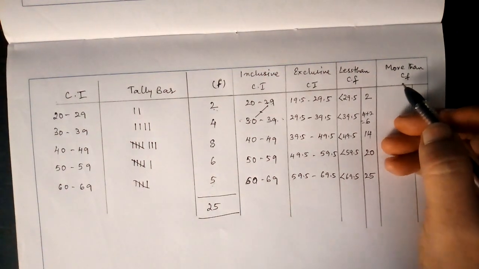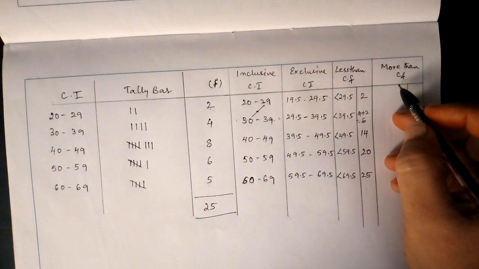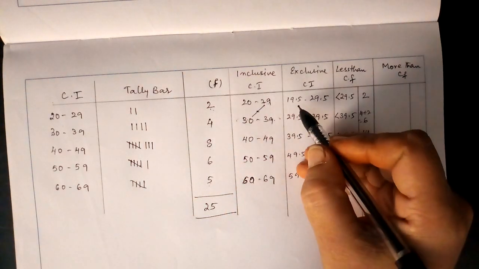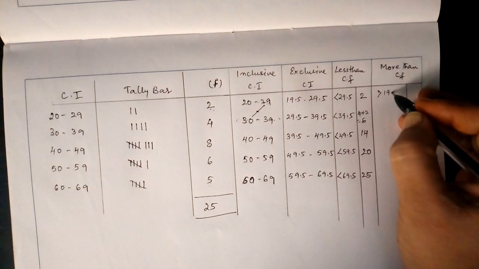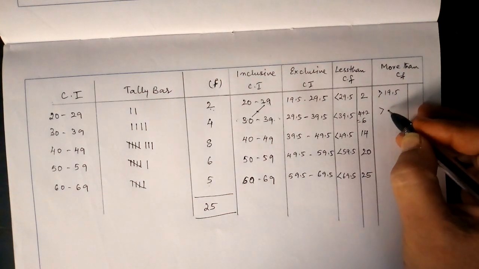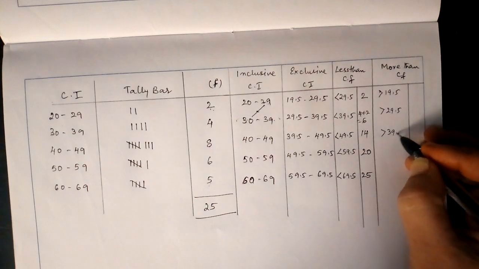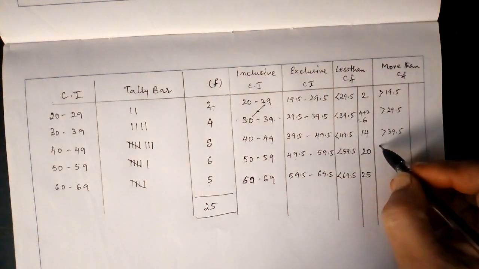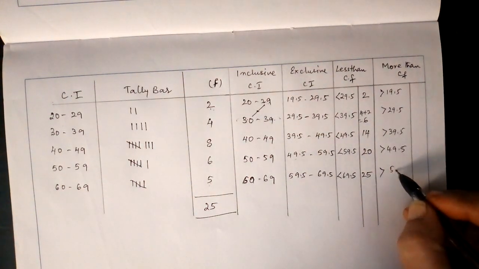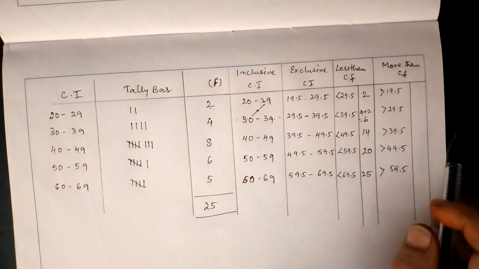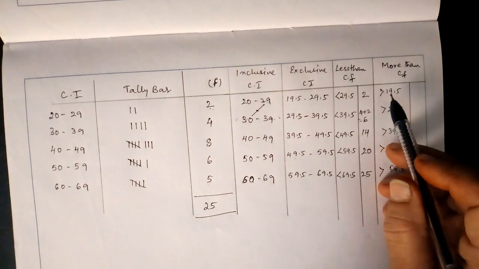Coming to the last one, more than cumulative frequency. So what is more than? We have to consider the lower limit. Which is the lower limit? 19.5. So more than 19.5, more than 29.5, more than 39.5. We are seeing here more than 49.5 and more than 59.5. How many observations are more than 19.5?